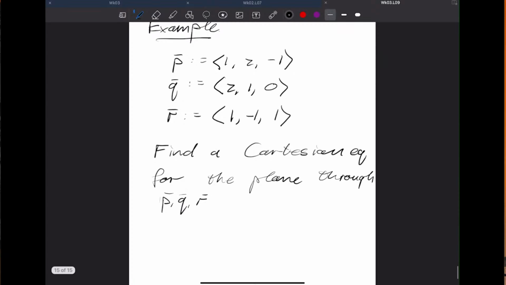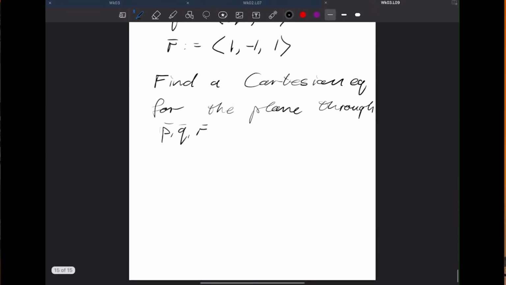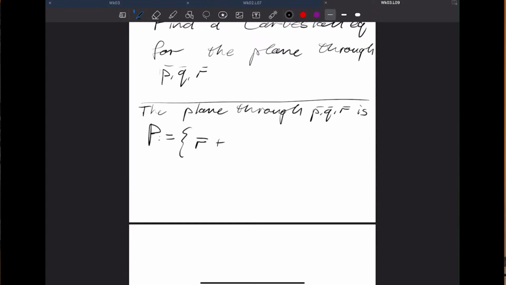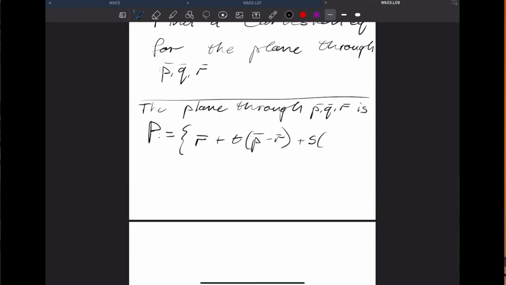So we can write down what our plane is. Well, the plane through P, Q, and R is the following set: the set of all points R + T(P - R) + S(Q - R), where S and T are real numbers.